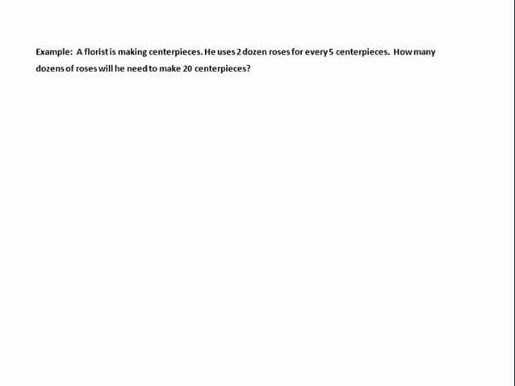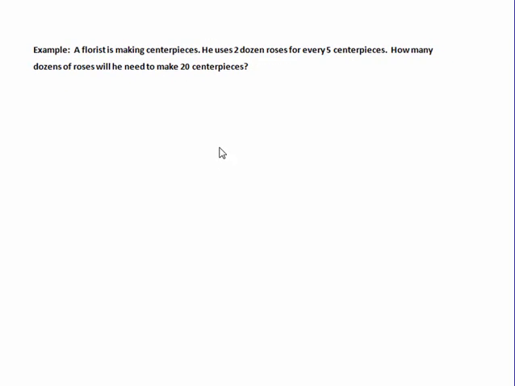Well, here, let me get my pen. This statement gives us a ratio. We can compare dozens of roses to centerpieces. I know he uses 2 dozen roses for every 5 centerpieces. Then it asks how many dozens of roses he will need to make 20 centerpieces. Again, we have dozens of roses divided by number of centerpieces. Those are the two things we are comparing in our ratio.